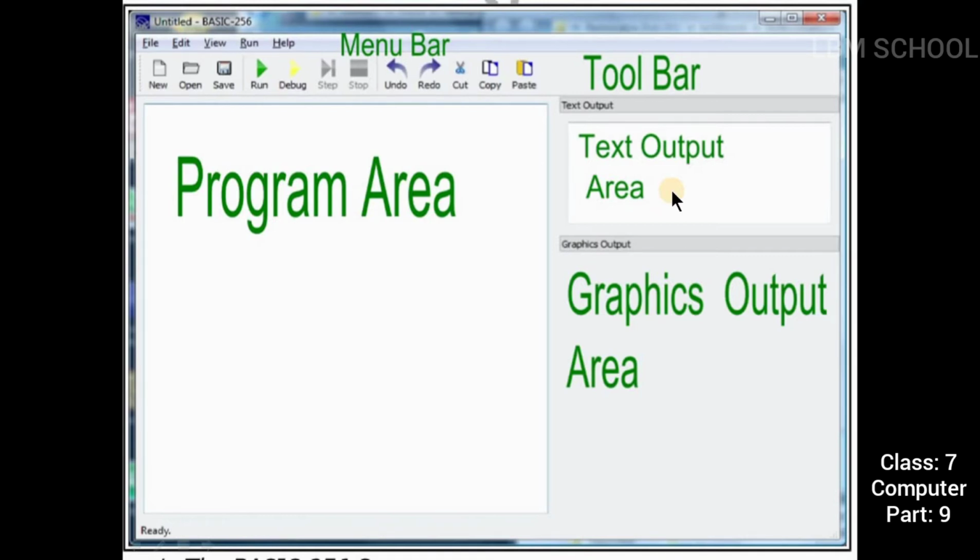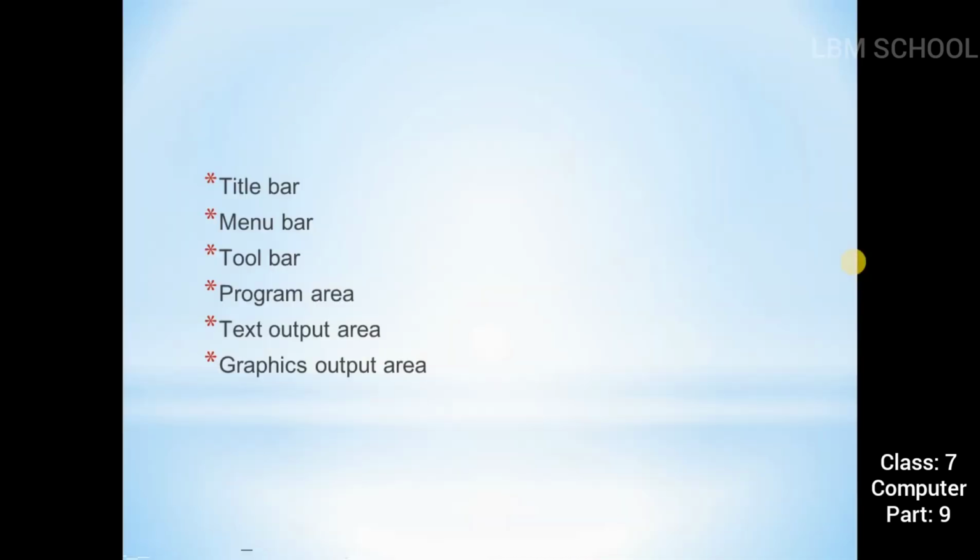If the result is in a graphical form or a picture form, it will be displayed here in the graphics output area. Have you seen all of this now? Let's proceed. Title bar was there, menu bar was there, toolbar, program area, text output area, and graphics output area. Okay, have you written it down?